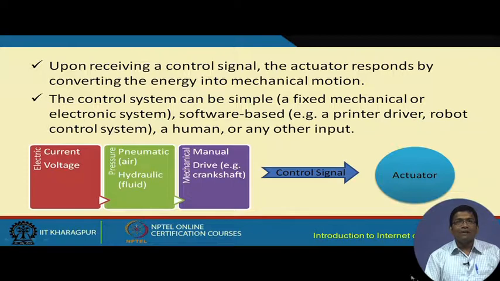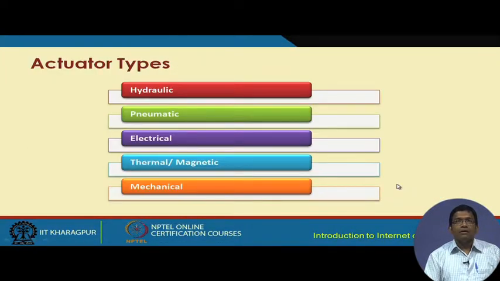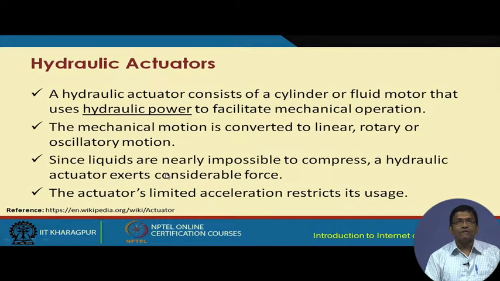So, what we have are three types of actuators. One is electric based actuators, we have pressure based actuators, and we have mechanical based actuators. Each of these receives control signals, and based on that the actuation is going to be performed. So, we have hydraulic actuators, pneumatic actuators, electrical actuators, thermal actuators, magnetic actuators and mechanical actuators.